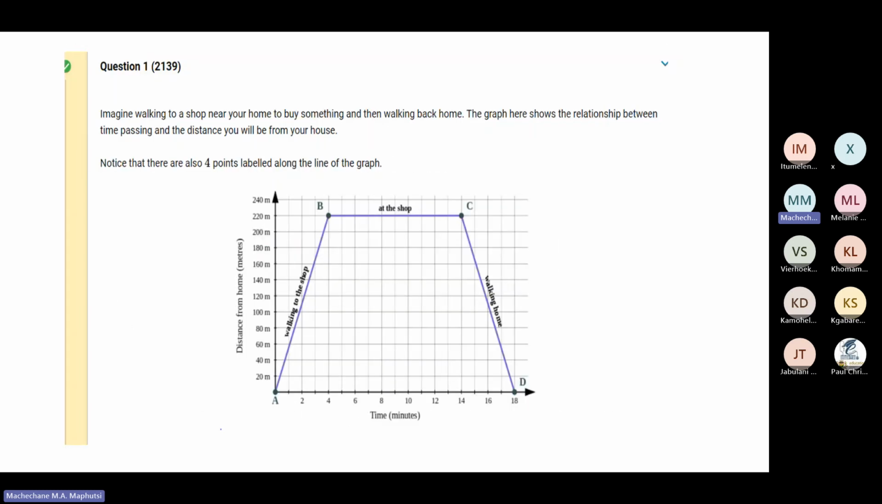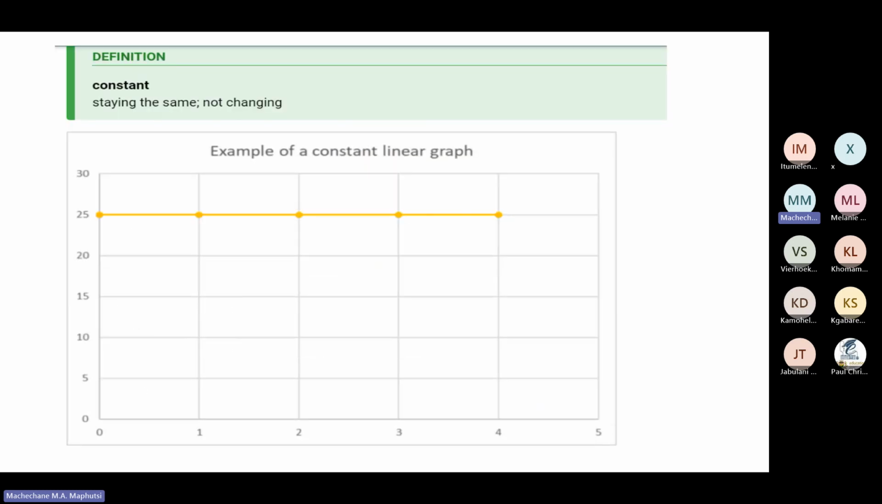Okay, now let us look at this one. When we look at this one, we can see that there is no movement. It does not have an upward movement or a downward movement. The movement is only horizontal. So that simply means that the movement here is staying the same. There is no change, meaning that this example of a graph is an example of a constant graph.